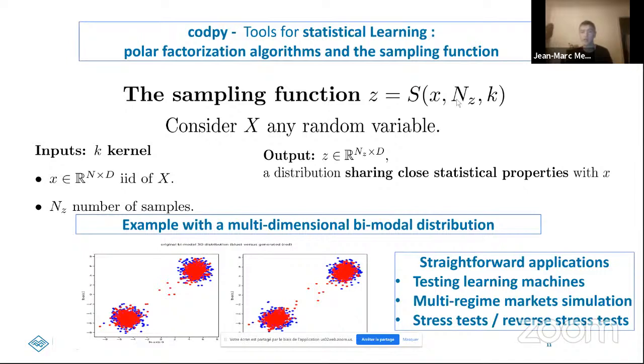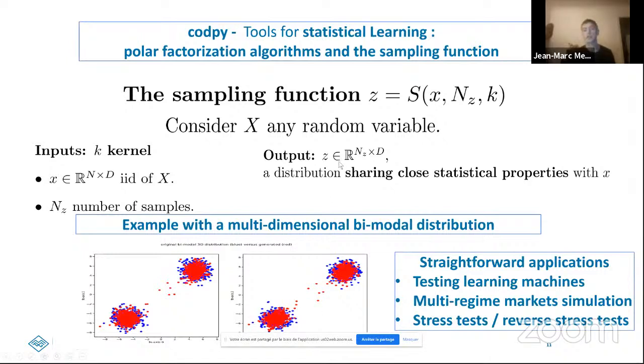And okay, here is a very simple graphical illustration. Suppose that you have a bimodal distribution. Here we are talking about a three-dimensional distribution that is bimodal. Since it is a three-dimensional distribution, I chose to represent it on first axis, second axis here, and first axis, third axis here. Okay.